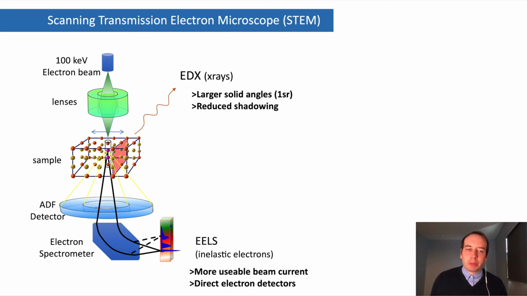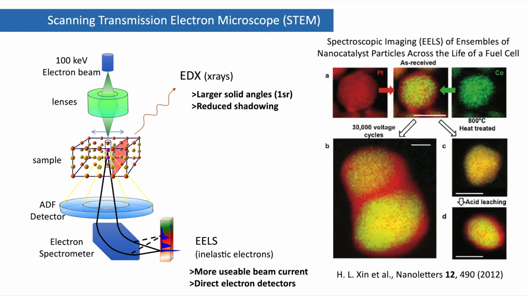in a tomographic geometry. In addition to that, we can sort the inelastically scattered electrons by their energy loss in an electron energy loss spectrometer, and we've seen hardware improvements that are allowing for better detection efficiency on EEL spectrometers. We're also seeing more usable beam currents, and in combination, these things are allowing us to do spectroscopic mapping across a range of tilts. On the right-hand side, we're looking at a chemical map of platinum and cobalt taken from an EEL spectrum before and after cycling in a fuel cell. What we see is the platinum cobalt core shell particles can coalesce.